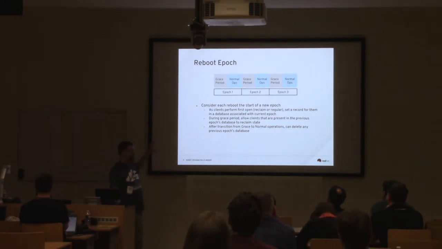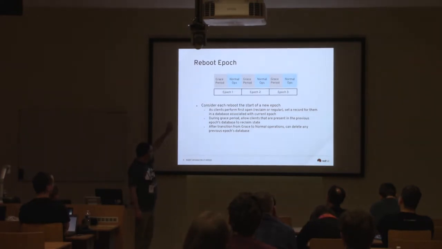A key conceptual way to think about this is that each reboot starts a series of server epochs. The first epoch would be a grace period when the server comes up, and then it transitions into normal operation. It crashes again, we go to another grace period, and that starts a new epoch. Then we eventually transition to normal operation, crash again, grace period. And we can actually have multiple crashes. If a crash happens during the grace period, we just stay in the same epoch.